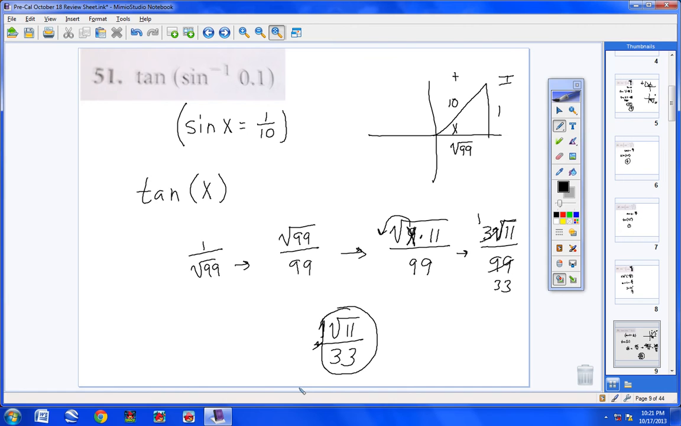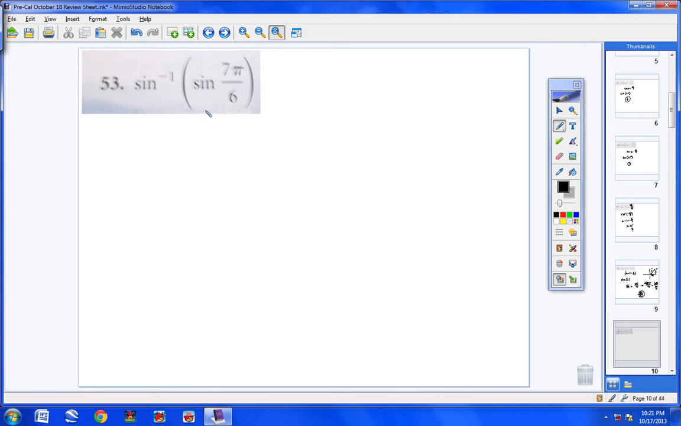All of these types of problems on the test, I am going to expect you to have exact numbers for your answers, okay? All right, number 53. We're going to take the sine of 7 pi over 6. Now, first of all, let's change 7 pi over 6 to degrees. And we're going to get 210 degrees. You need to know how to do that on your test.